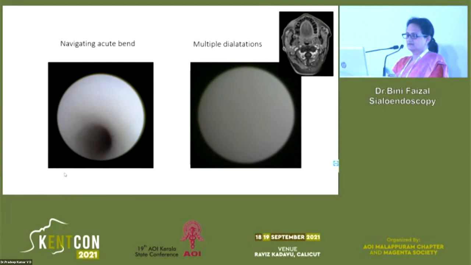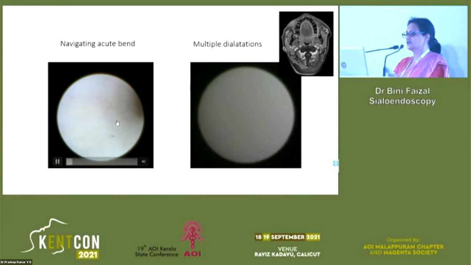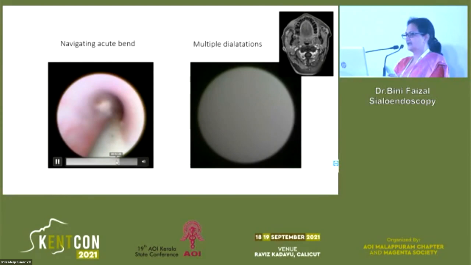And if there is inflammatory edema, it will be narrow again, like a physiological narrowing. So you can use a guide wire, go across it, and again dilate it also. So all these will act similar to a stenosis.